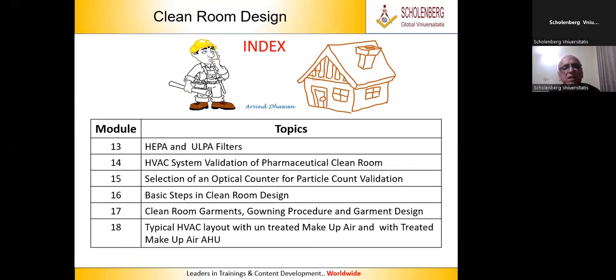Filters. You see, there are basically two types of filters, one is HEPA, one is ULPA, right? We're not talking about ordinary filters, we're talking about the special filters. When you're dealing with a clean room, let us discuss the special filters. Then how do you validate a system, that this system is okay or not okay? Does it meet our standards or not?